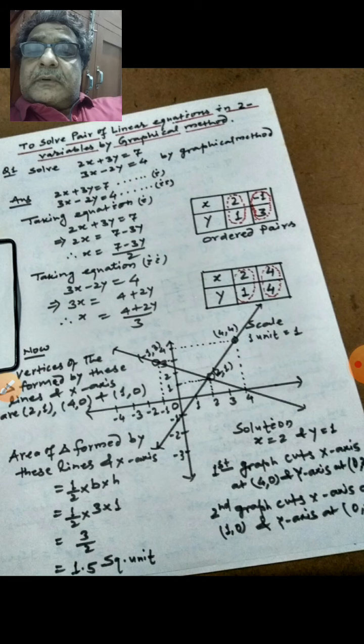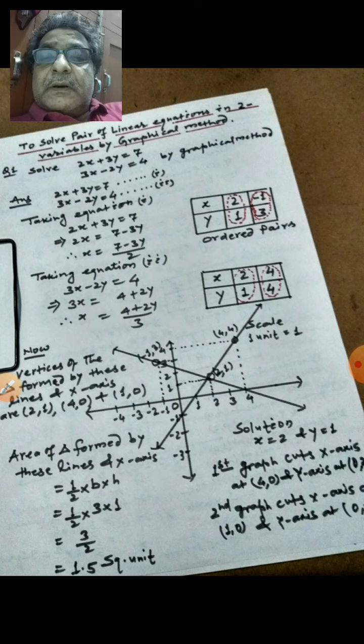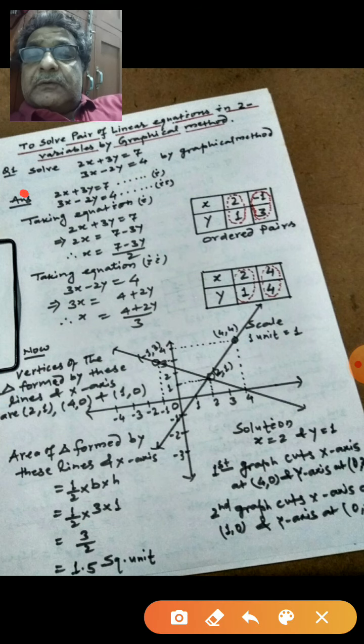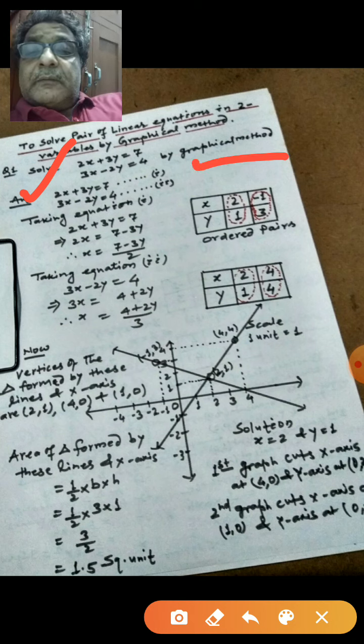So for simplicity, to understand the concept related to this graphical method of solving a pair of linear equations, it is better to take one example and discuss. Here one question is: solve graphically the pair of equations, or system of equations, 2x plus 3y equals 7 and 3x minus 2y equals 4, by the graphical method.